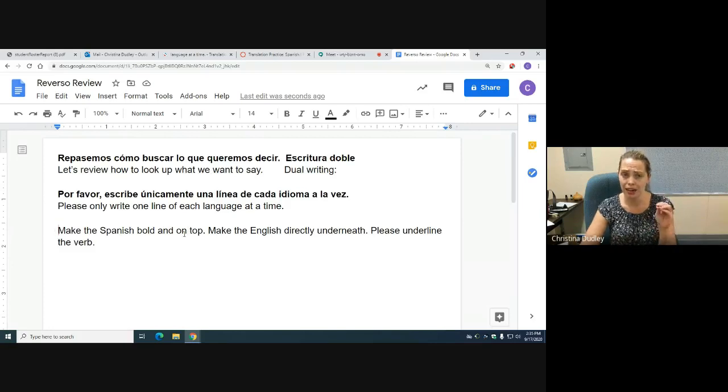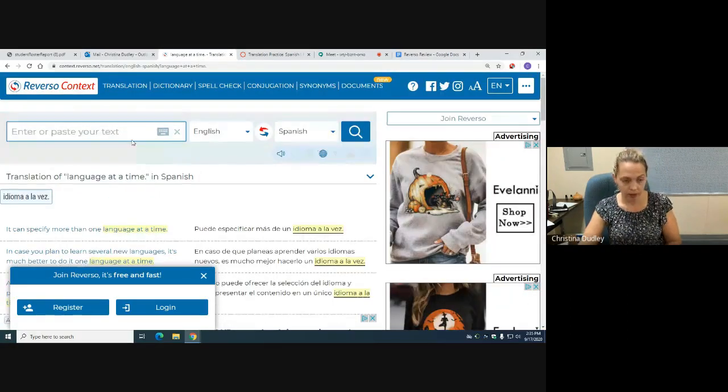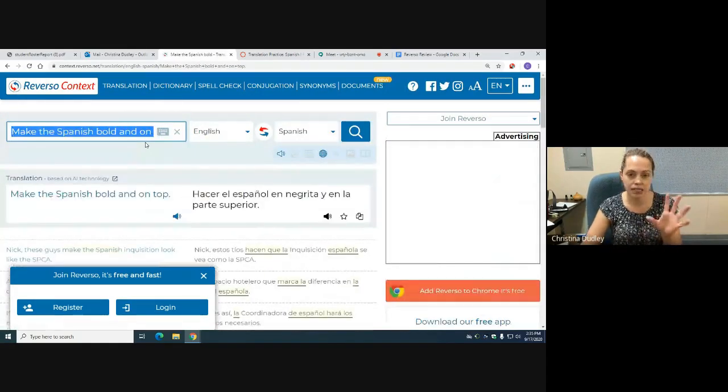Now that's a really kind of like colloquial, almost like a slang way of saying that. So there might have to change that. So make the Spanish bold and on top. So let's go here. We're on Reverso. Go back here. All right, let's see what it gives us. This one seems a little crazy.